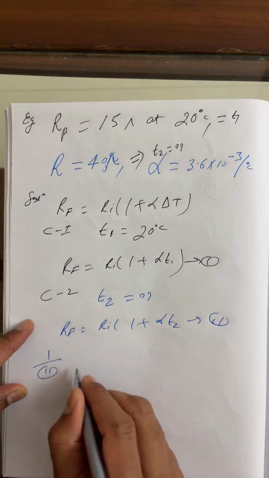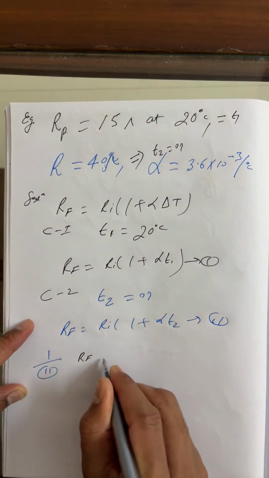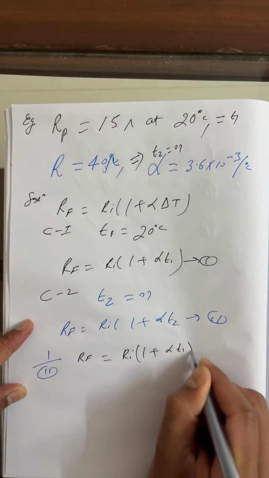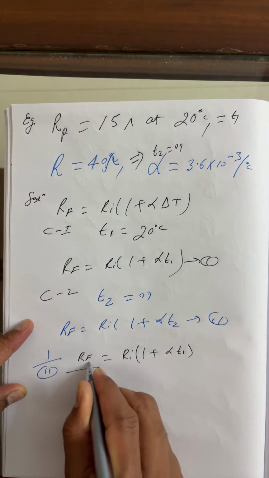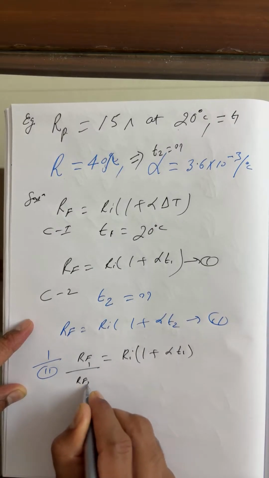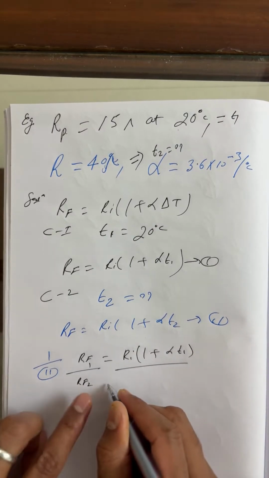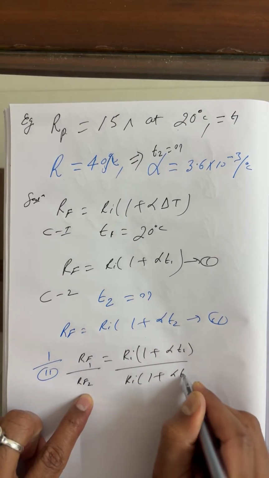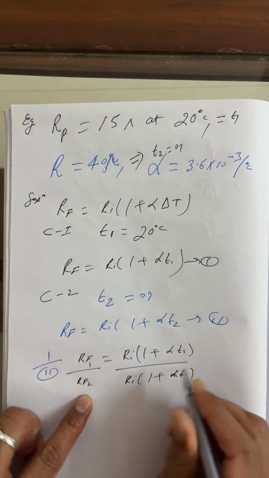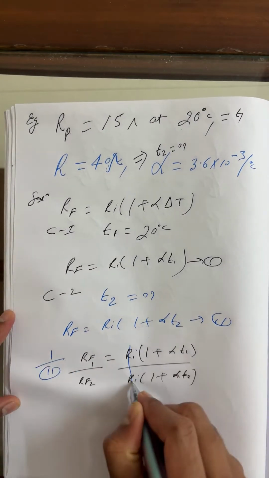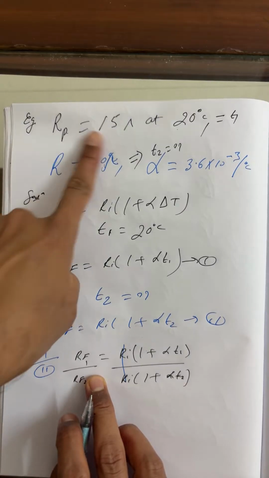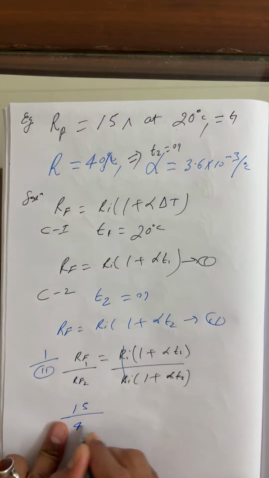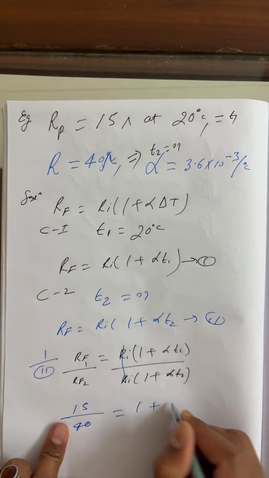First, R final is equal to R initial times (1 plus alpha T1), and this is R final 1. The other is R final 2, where we wish to find T2: R initial times (1 plus alpha into T2). Now R initial cancels, and with the R final values mentioned here, 3 upon 8 is equal to (1 plus alpha T1) upon (1 plus alpha T2).